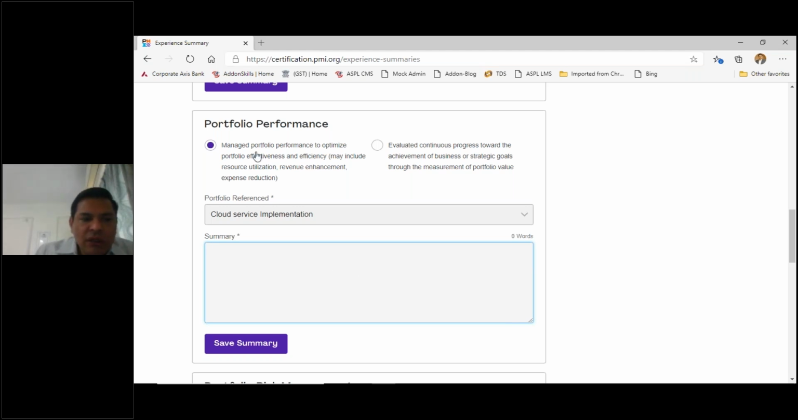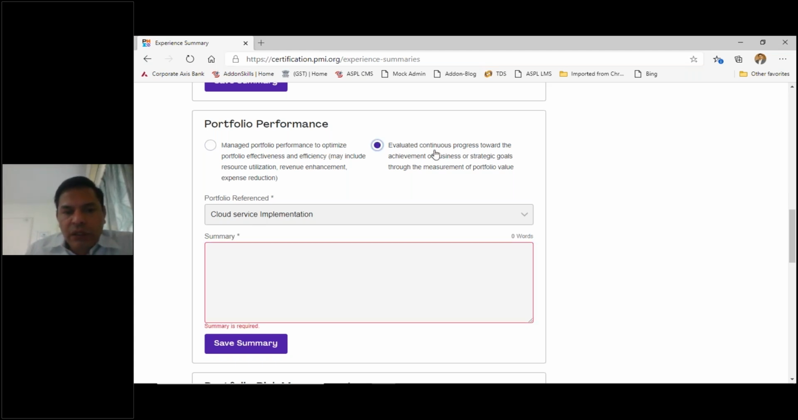Focus on these 3 points. What you did to manage resource utilization. How did you manage the portfolio demand and supply? What was the resource demand? What was the resource supply? How did you optimize the resource? How did you generate more revenue? How did you enhance the revenue? How did you reduce the expenses, the portfolio cost, in the current portfolio which you are selecting or referencing? That is what we would like to see here in this experience summary.